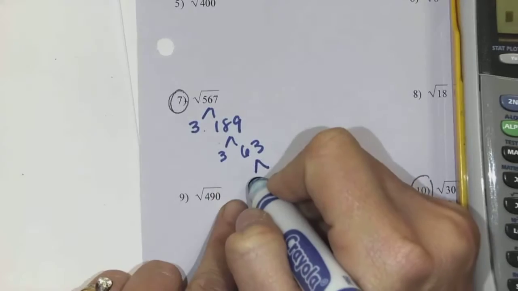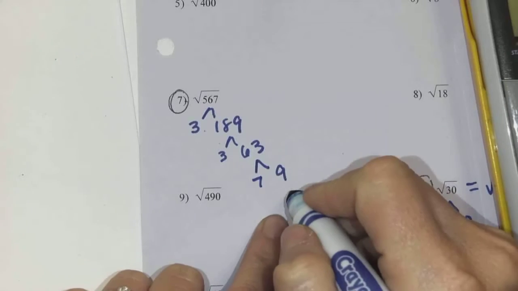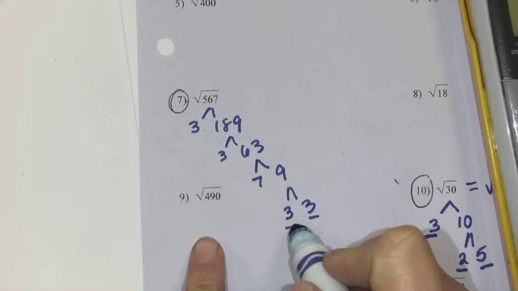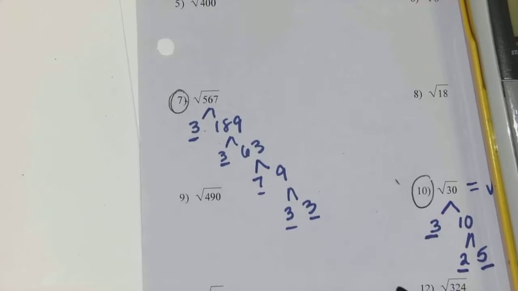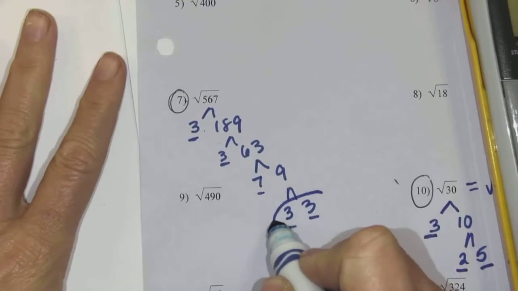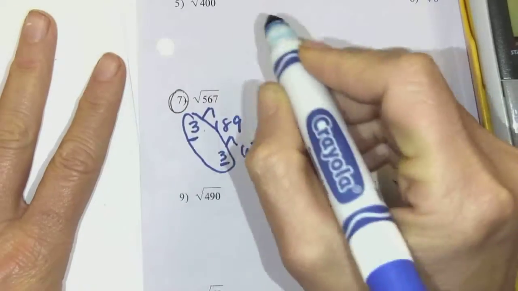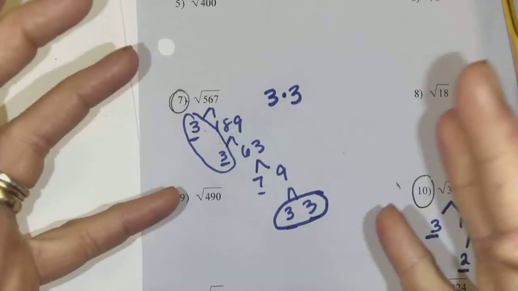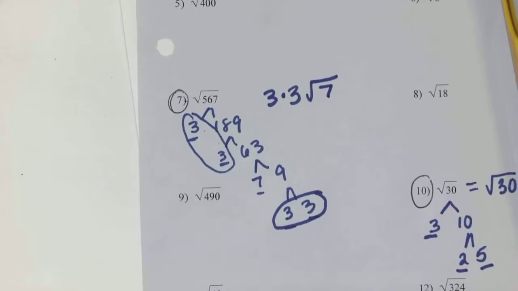63 I remember as 7 times 9. 7 is prime, but 9 is not. I can break it up into 3 times 3. So I have 1, 2, 3, 4 3s, and a 7. Any two of the same can be combined, and we take one out. I like to say they get married and become one. They get married and become a single, like they're a single 3 there. Become one unit, I should say. The 7 did not get married, so it stays inside the square root.